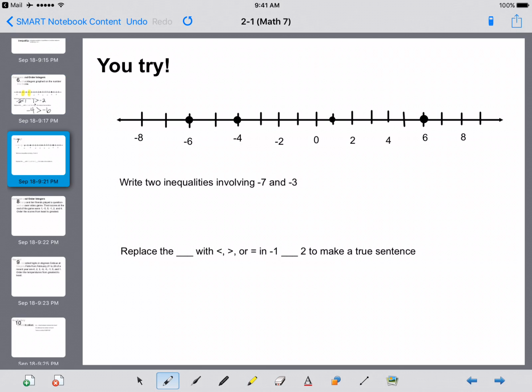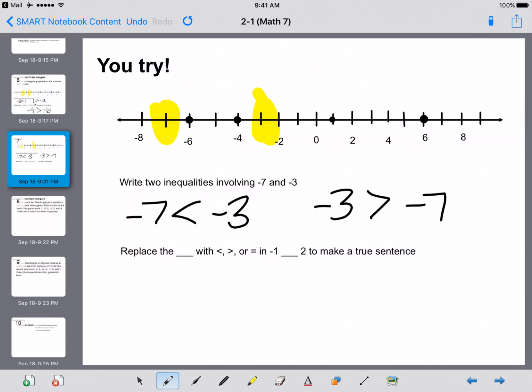Now you try. Pause and check in and see with me. Write two inequalities involving -7 and -3. We got -7 here and -3 here. So -7 is less than -3, or negative 3 is greater than negative 7.